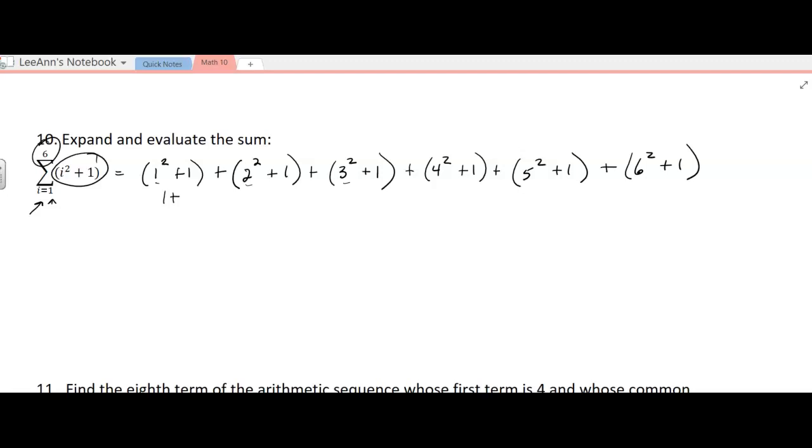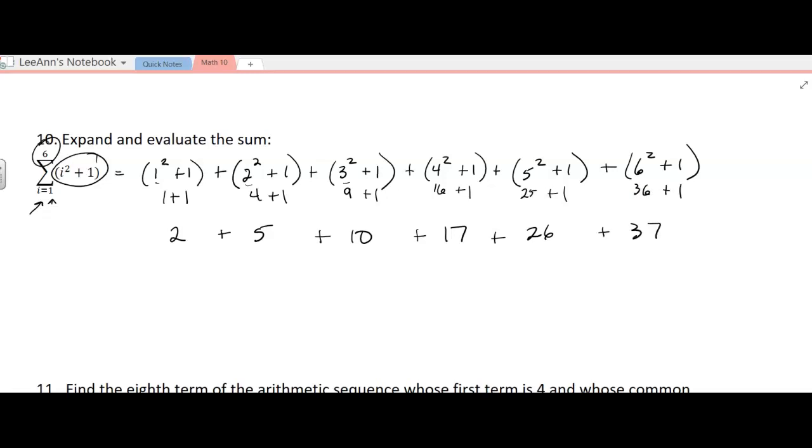1 plus 1 is 2. 4 plus 1 is 5. 9 plus 1 is 10. And then 16 plus 1 is 17. So we're going to add these up. 25 plus 1, which is 26. And then 36 plus 1, which is 37.